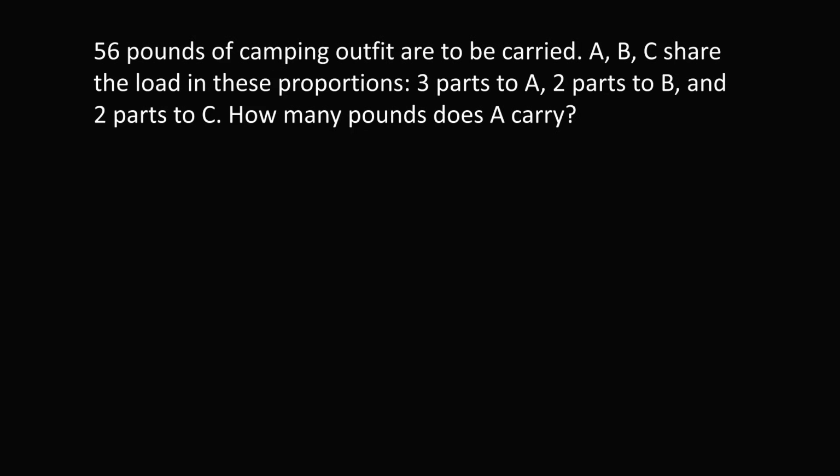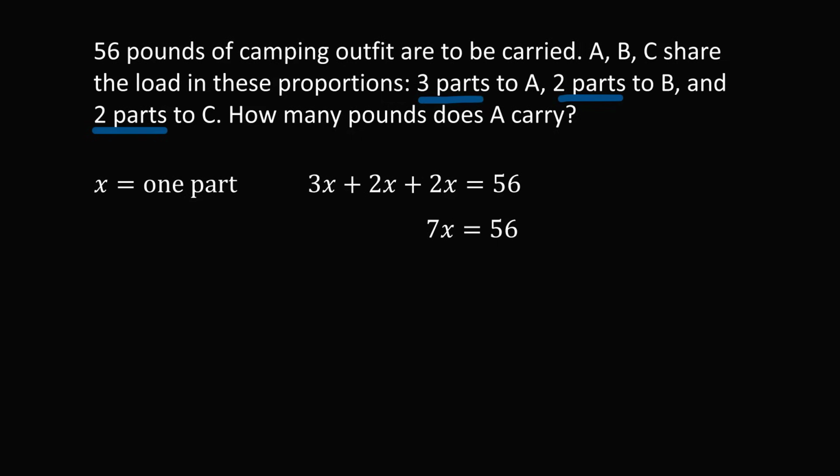Share the load in these proportions: 3 parts to A, 2 parts to B, and 2 parts to C. How many pounds does A carry? Let's let x be the share of 1 part. Then we know there are 3 parts to A, 2 parts to B, and 2 parts to C. So we have 3x plus 2x plus 2x is equal to 56, which is the total 56 pounds. This means 7x is equal to 56, so 1 part is equal to 56 over 7, which equals 8.